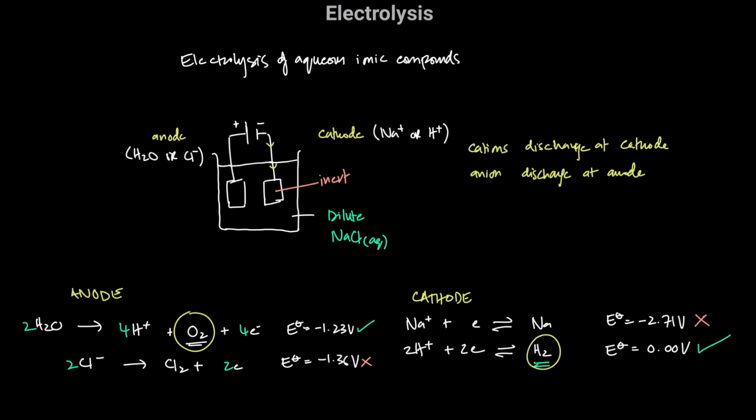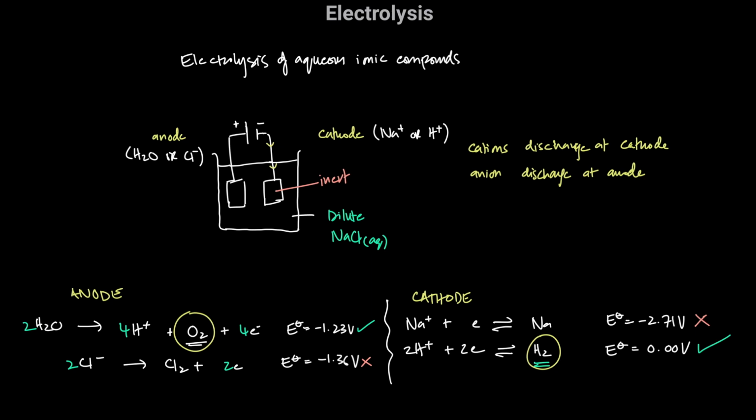So what you should remember is that when we talk about the cathode for aqueous solutions, we have a competition between the metal cations and H plus ions, whereas at the anode we have a competition between H2O and the anions. For alkaline solutions, instead of H2O, we're going to have the oxidation of hydroxide ions. But for neutral solutions, it will be H2O at the anode.